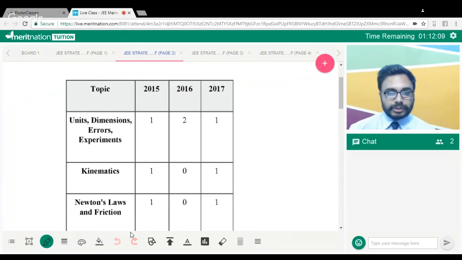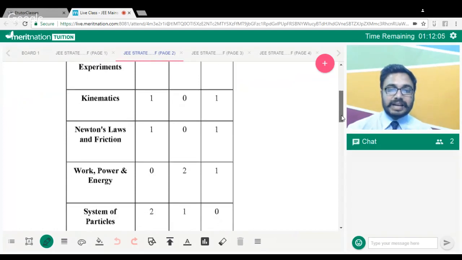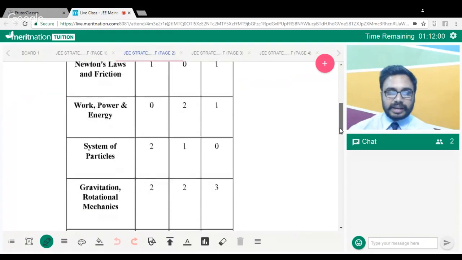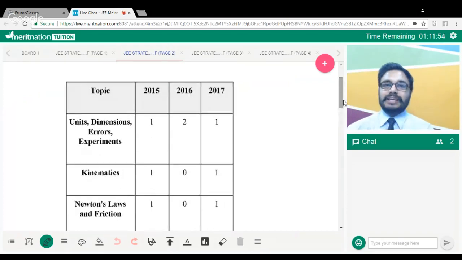Okay, so after this, we have work, power, energy, in which last year one question had come up, then system of particles, gravitation, rotational mechanics, like that. But what we should learn, if we go chapter wise: which things we should cover and which things we shouldn't cover. So these are the things that we'll discuss.